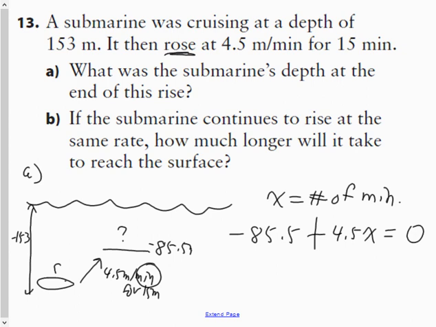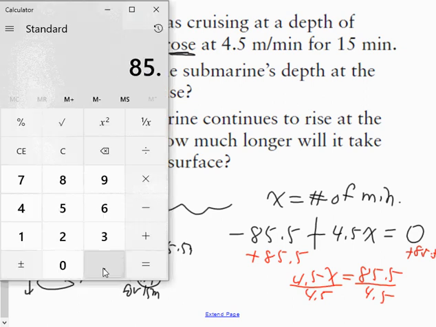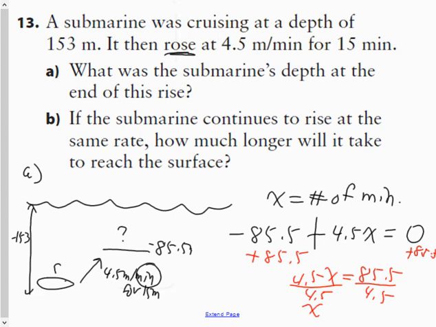So if we solve this using algebra, I'm going to isolate by adding 85.5 to both sides. I'm going to get 4.5x equals 85.5. Divide by the coefficient of 4.5. Take my calculator and go 85.5 meters divided by 4.5 meters a minute, and that will tell me it's going to take 19 minutes. X equals 19. Or the number of minutes required for that submarine to reach the surface will be 19 minutes.